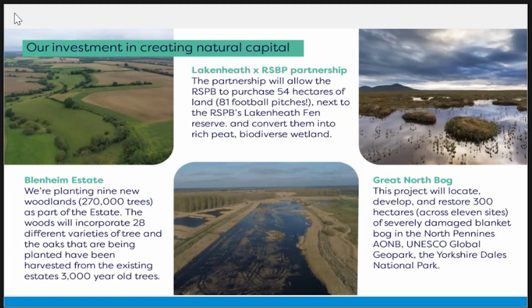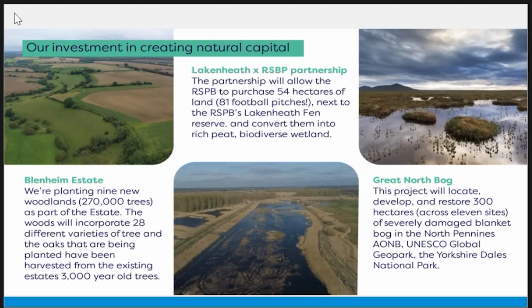Now, obviously, to be net zero at 2030, we're offsetting. We've already started this. In the Blenheim estate, we've planted 270,000 trees of mixed tree plantation across 28 different species. And that will help us to get to our 2030 net zero target. Again, at Lakenheath, which is the RSPB habitat for birds, we expanded that natural habitat by 54 hectares, equivalent to 81 football pitches, which helps with biodiversity and with sequestering carbon. And in the Great North Bog, you wouldn't have thought this would be a problem, but we're trying to keep the Great North Bog wet.